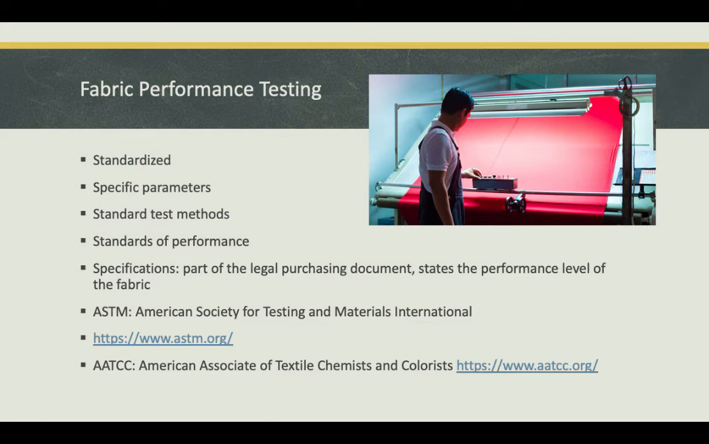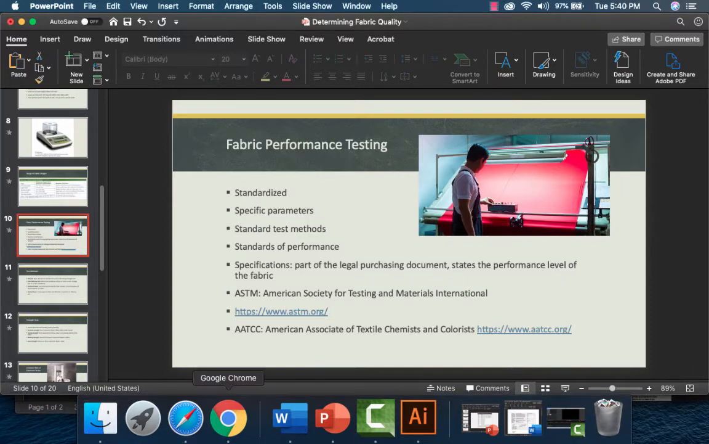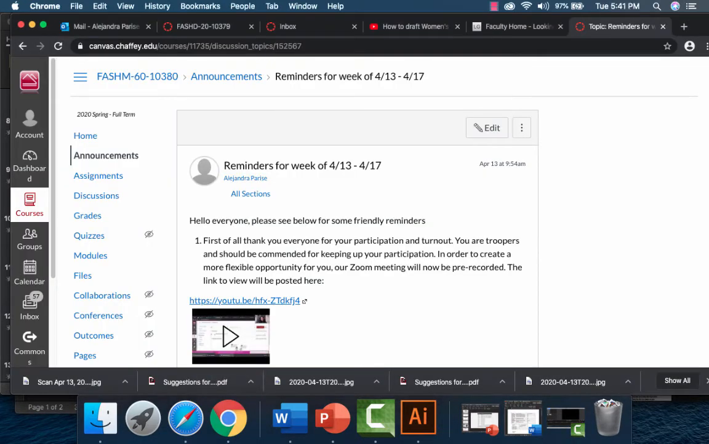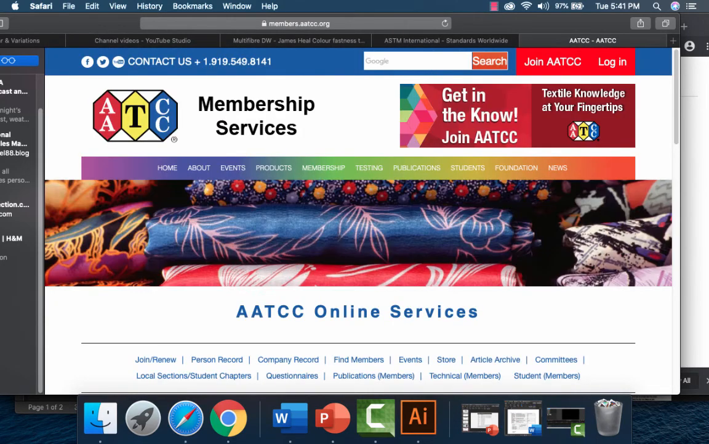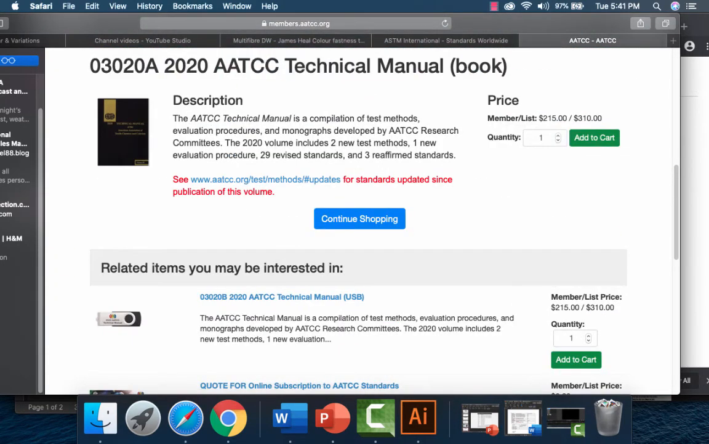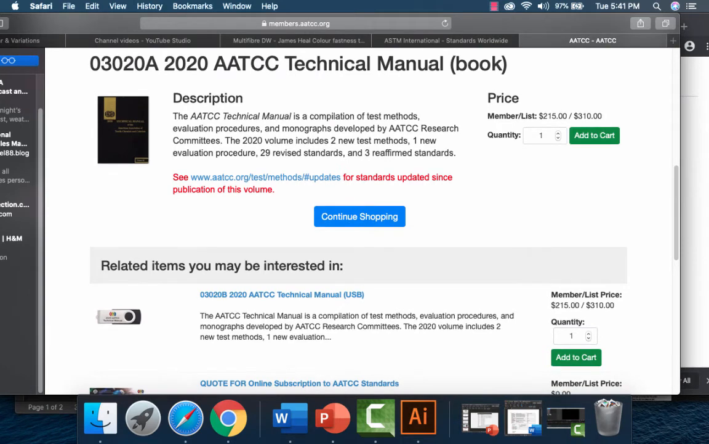Now there's two main bodies that have developed these tests. The ASTM, the American Society for Testing and Materials International, and the AATCC, American Association of Textile Chemists and Colorists. So I gave you the links for both websites so you can take a look at it. But as you can see, this is their website. They do have standardized books and how to conduct these tests and the specific parameters.